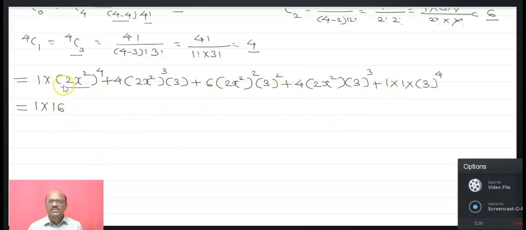Now the calculations. That is (2x square) bracket raised to 4, that is 2 raised to 4, means what? 16. (x square) bracket raised to 2, that is x raised to 8. Plus, now the next values.